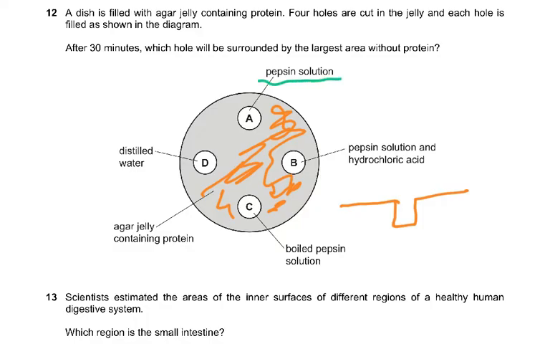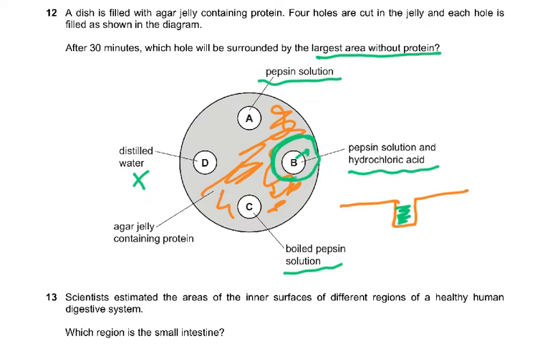In A, we have a pepsin solution, and it has to be the same volume, remember that. In B we have pepsin solution and hydrochloric acid, here we have distilled water, and here agar jelly containing protein and boiled pepsin solution. Boiled pepsin is not going to work because it has been denatured, the enzyme will not work anymore. After 30 minutes, which hole will be surrounded by the largest area without protein? The enzyme will diffuse out and digest all the protein. That will give you a clear area if they put some color in it. When all the protein is gone, there will be a big clear area, the largest area without protein.